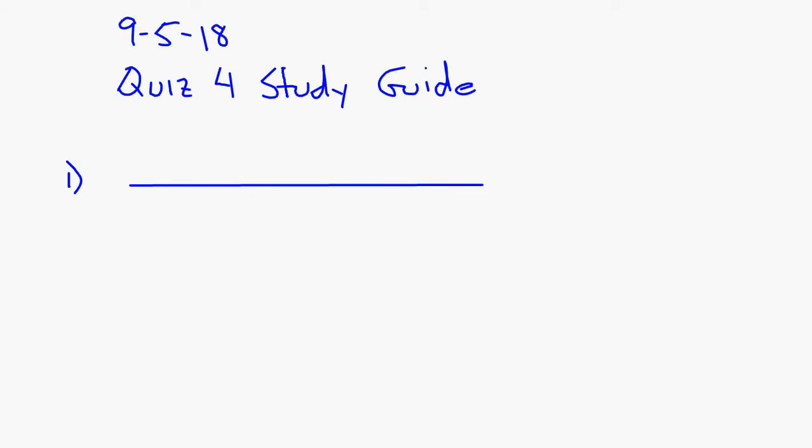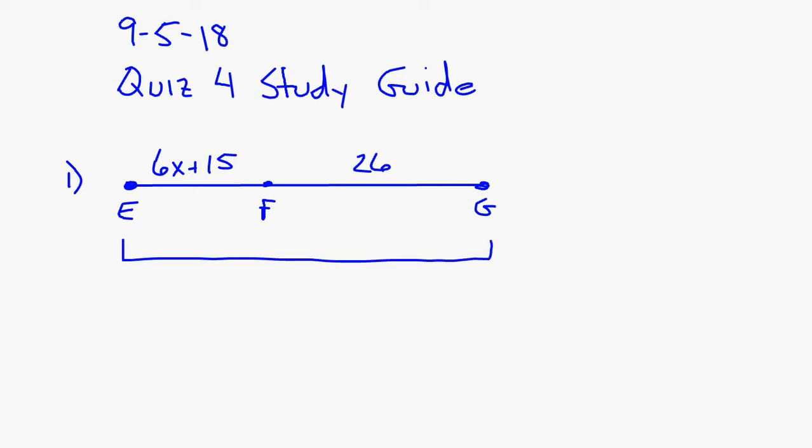On your number line, you've got E, F, and G. E to F is 6x plus 15. F to G is 26. E to G is 89. It says find the value of x. So you're trying to figure out what x equals. Look, this is the segment addition postulate. This piece of the segment plus this piece of the segment equals the entire segment, doesn't it?